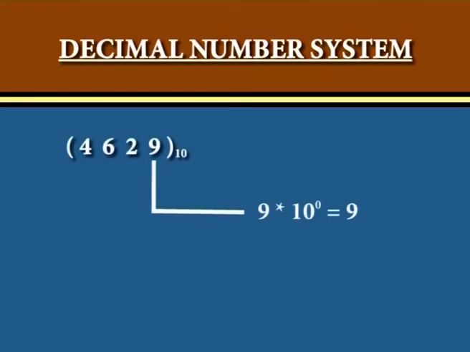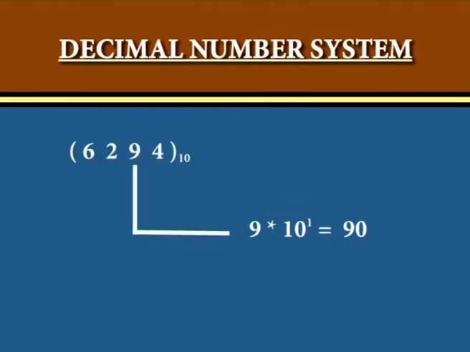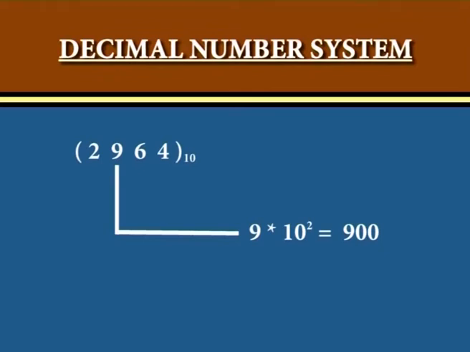Observe that the digit signifies different values depending upon the position it occupies in the number. For example, in 4629 to the base 10, the digit 9 signifies 9 multiplied by 10 raised to the power 0, that is 9. In 6294 to the base 10, the digit 9 signifies 9 into 10 raised to the power 1, that is 90. In 2964 to the base 10, the digit 9 signifies 9 multiplied by 10 raised to the power 2, that is 900. In 9642 to the base 10, the digit 9 signifies 9 into 10 raised to the power 3, that is 9000.